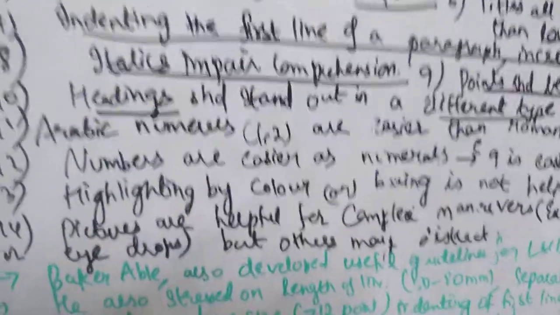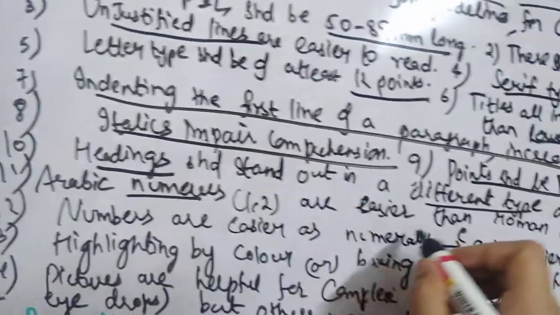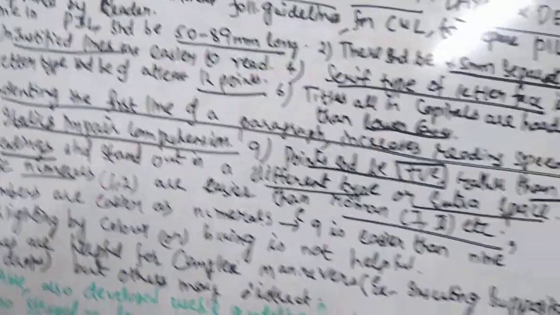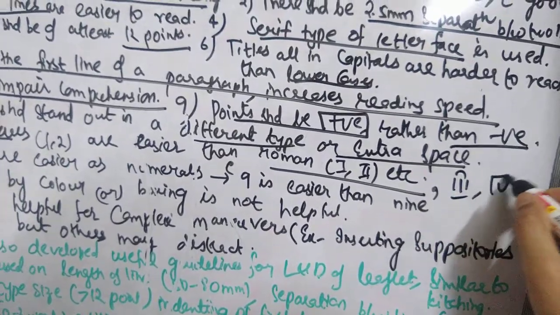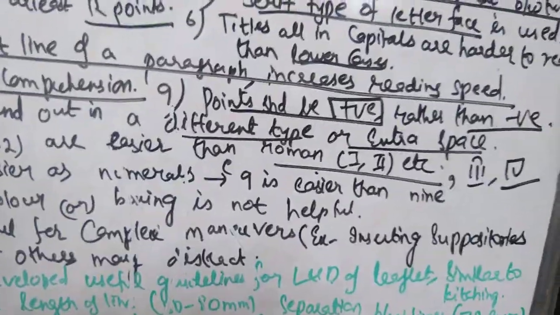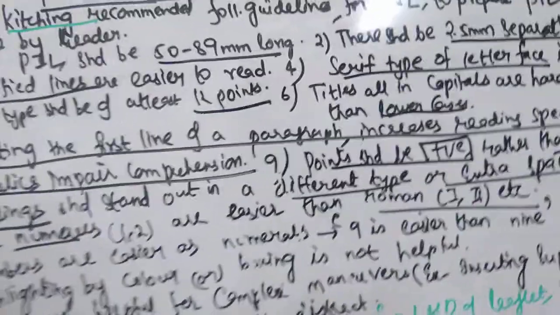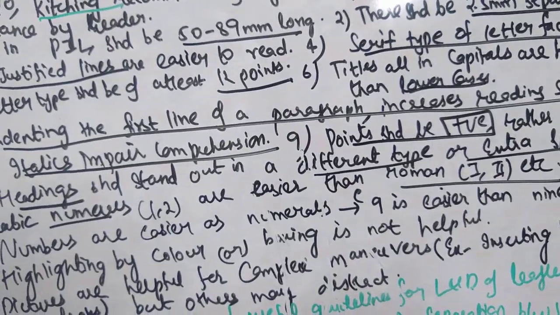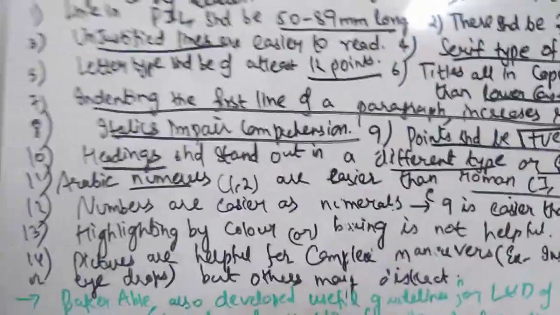Next, Arabic numerals like 1, 2, 3, 4. Arabic numerals are easier than Roman, meaning what? 1, 2, 3, 4, these are Arabic. So Arabic numerals are easier than Roman numerals. Roman numerals should be avoided in leaflets, and Arabic numerals should be preferred to Roman numerals.